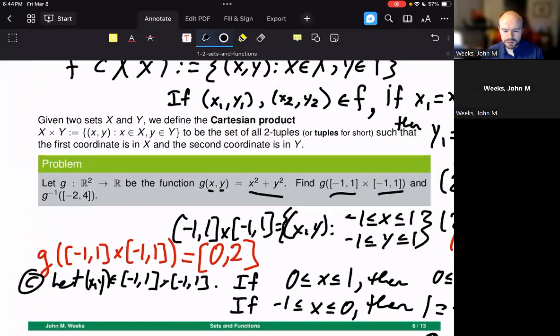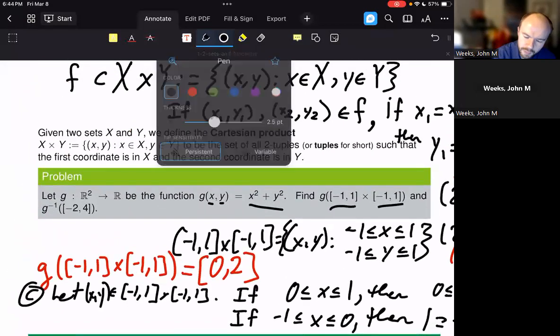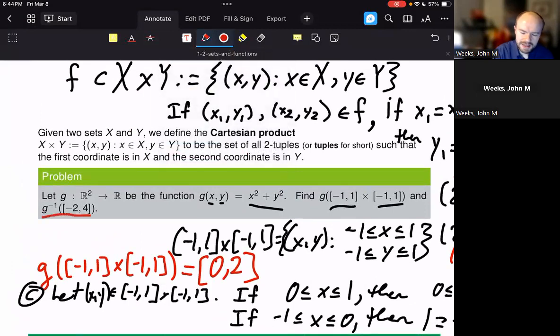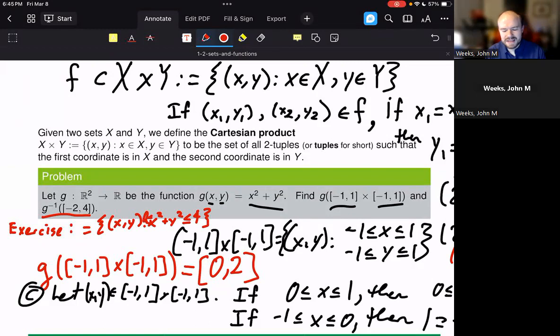You could then maybe go through and see that g inverse of [-2, 4] uses this part as well. And this one I'm going to leave to you as an exercise, to show that this is equal to, and maybe we can actually get what this one is, it's going to be the set of all x and y such that x squared plus y squared is less than or equal to 4. In fact, if we want to be very specific, it's the set of all x and y where x squared plus y squared is in between 0 and 4, even though we don't really need this last part.